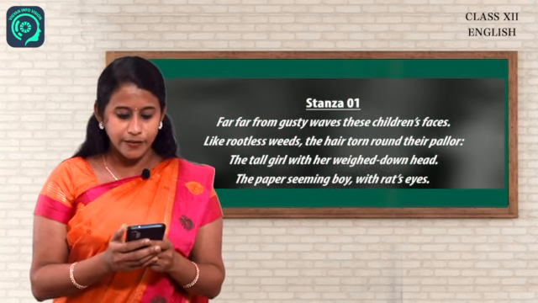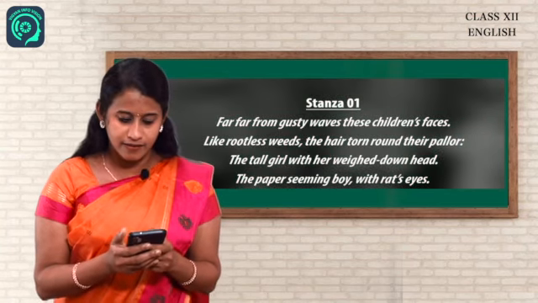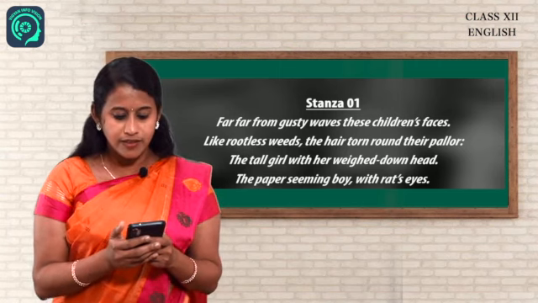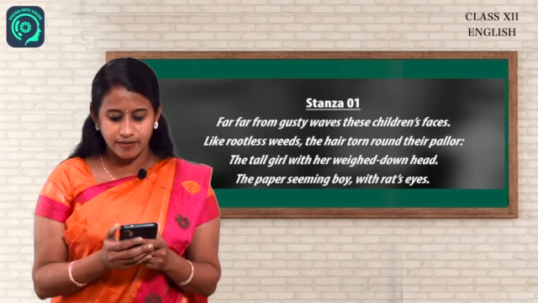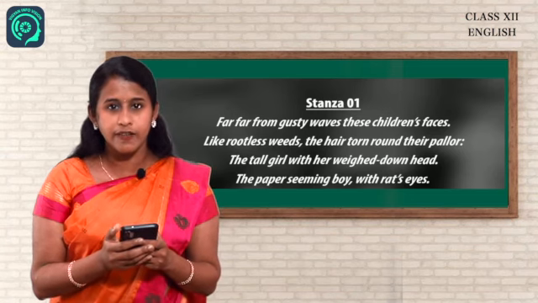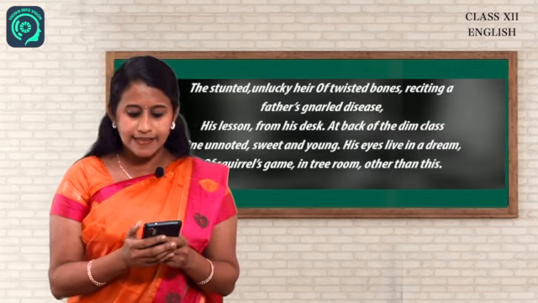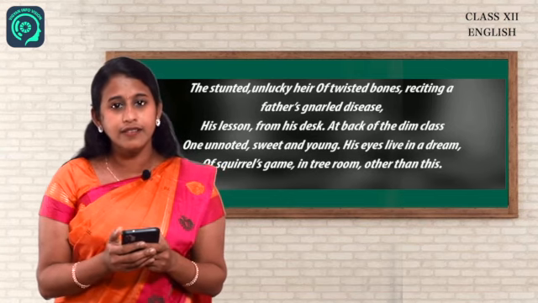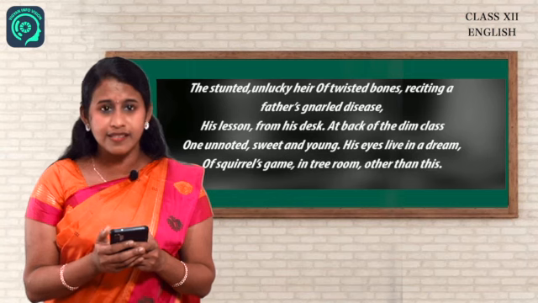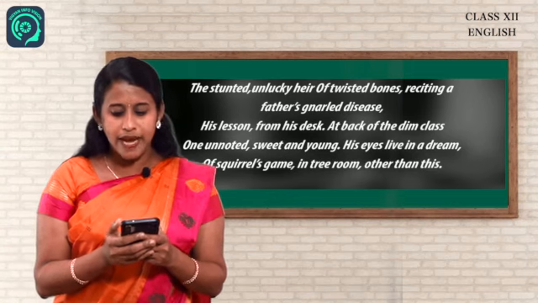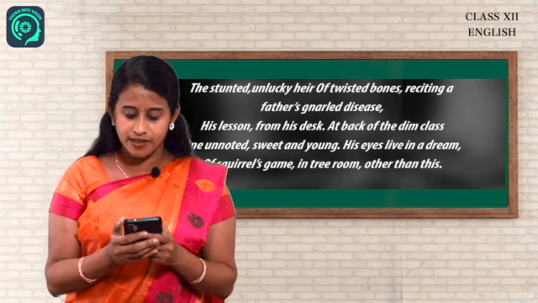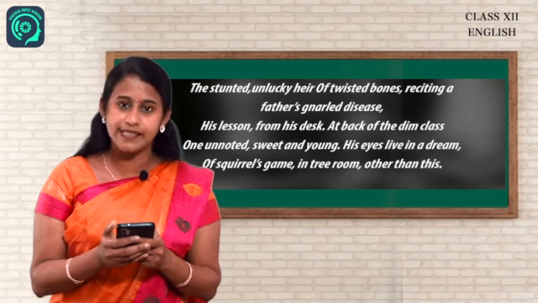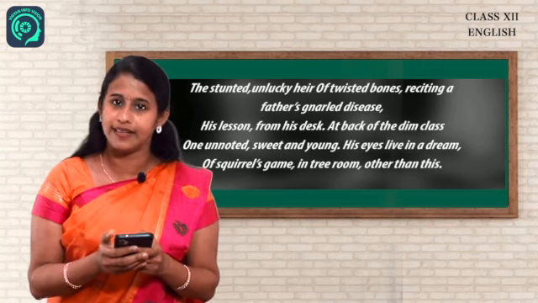Far, far from the gusty waves, these children's faces, like rootless weeds, the hair torn round their pallor, the tall girl with her weighed down head, the paper-seeming boy with rat's eyes, the stunted, unlucky heir of twisted bones, reciting a father's gnarled disease, his lesson from his desk. At back of the dim class, one unnoted, sweet and young, his eyes live in a dream of squirrel's game in tree room other than this.